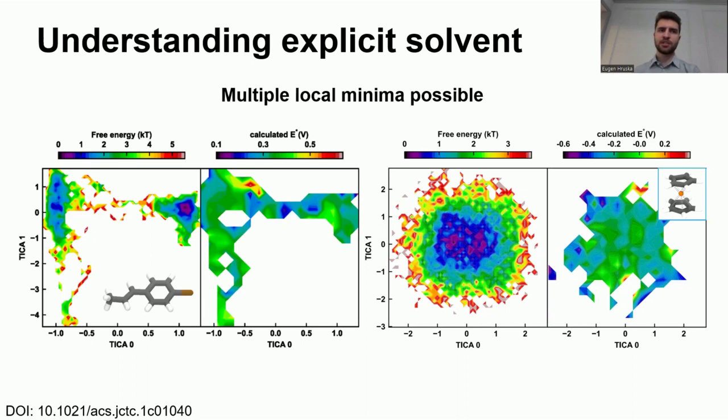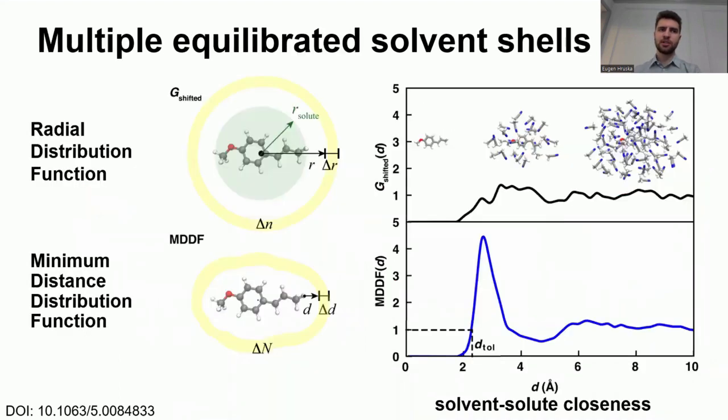An accurate Boltzmann distribution is necessary for explicit solvation calculations, including sampling of slower transitions between local minima. Typically, solvent shells are investigated with radial distribution functions, but most systems are non-spherical, which can result in no solvent shells visible. I found that the minimum distance distribution function clearly shows multiple solvent shells from the same data.